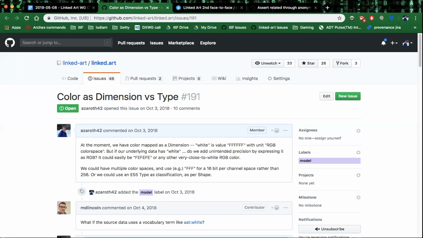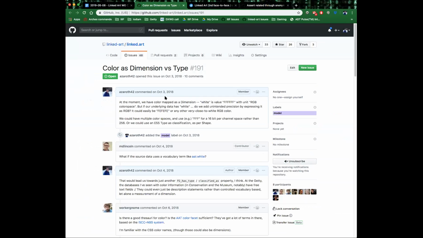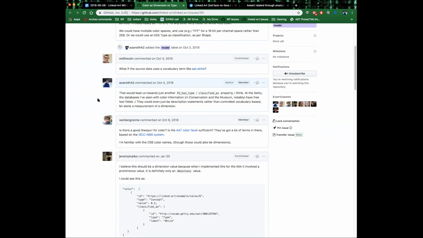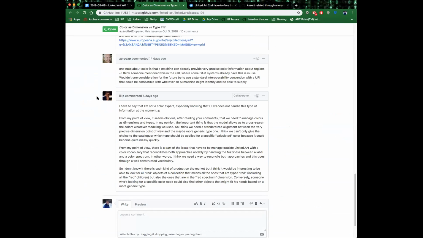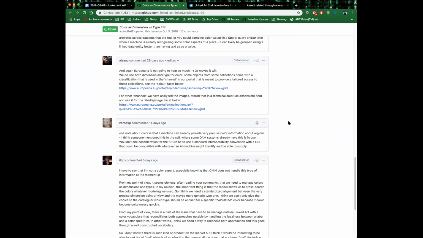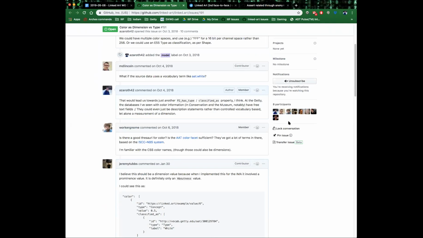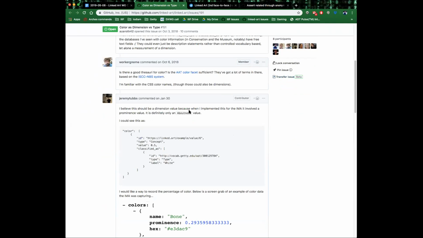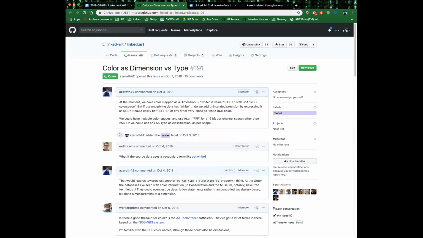The issue that we've discussed on the last couple of calls has been how to model colors, and whether they should be dimensions when we know very specifically what the color is, or as types when we just know that it was tagged as being white or green. There's been some discussion in the call, which I didn't put into the issue, but I can quickly find.